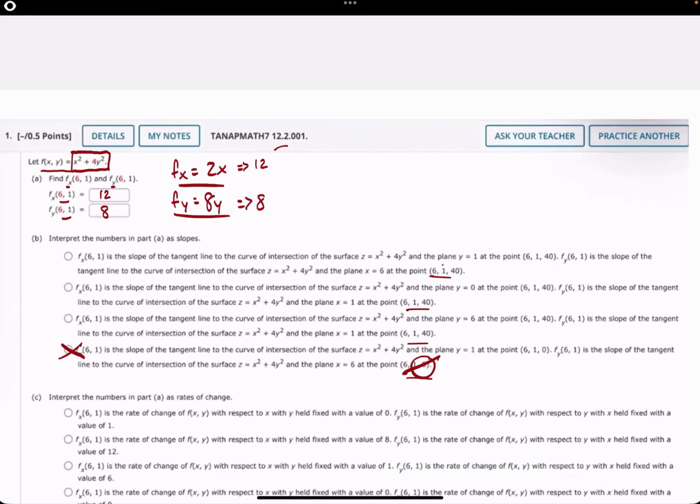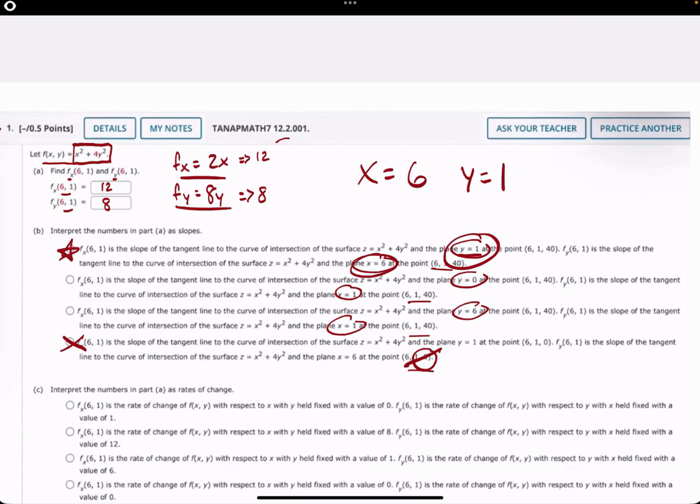So then the next thing to look for is the correct x and y value. This has a y value of 1, 0, 6, etc. And then the other ones have an x value of 6, 1, and 1. So you just want to choose the one with the correct x value that we plugged in, 6, and the y value that we plugged in, 1. So I'm thinking option A is our answer. It's got the x equals 6, the y equals 1.